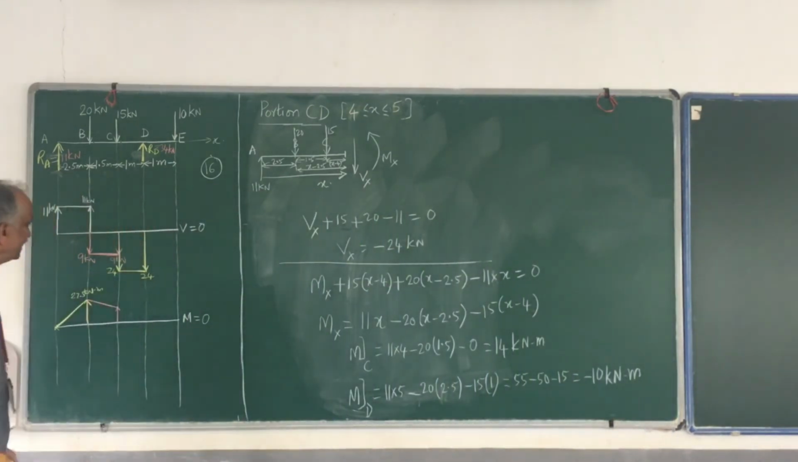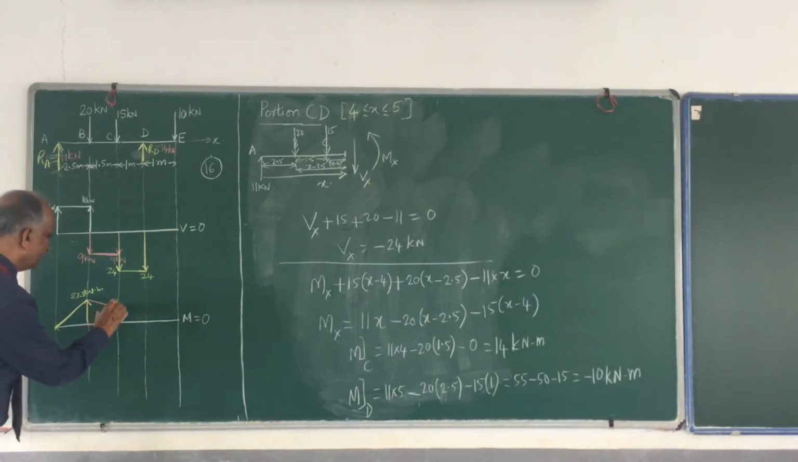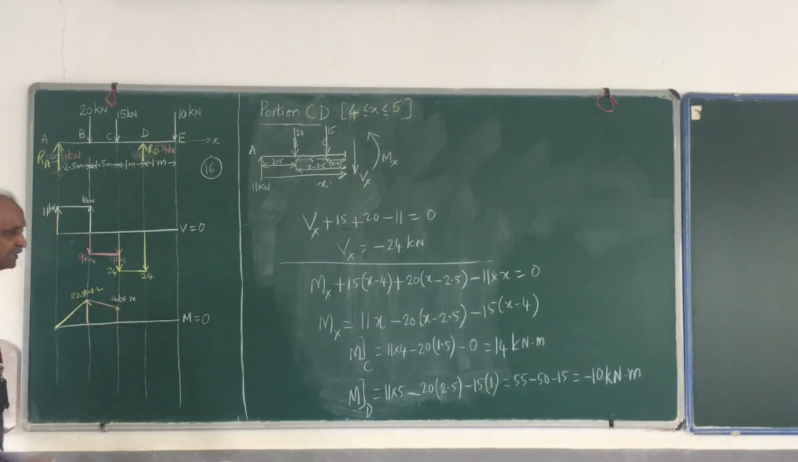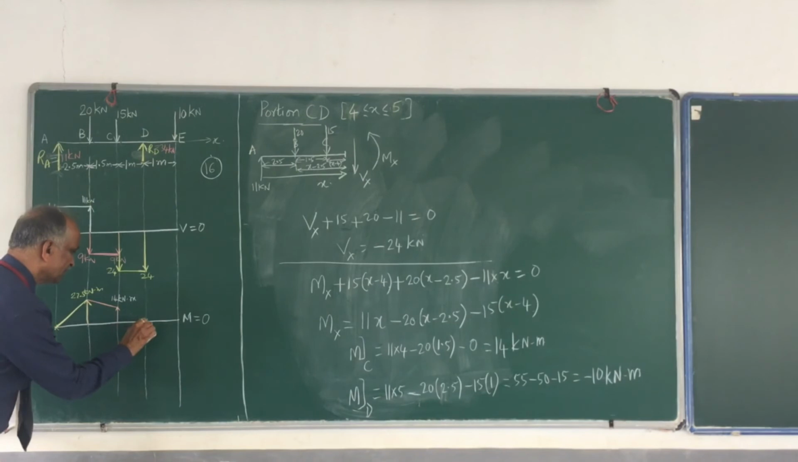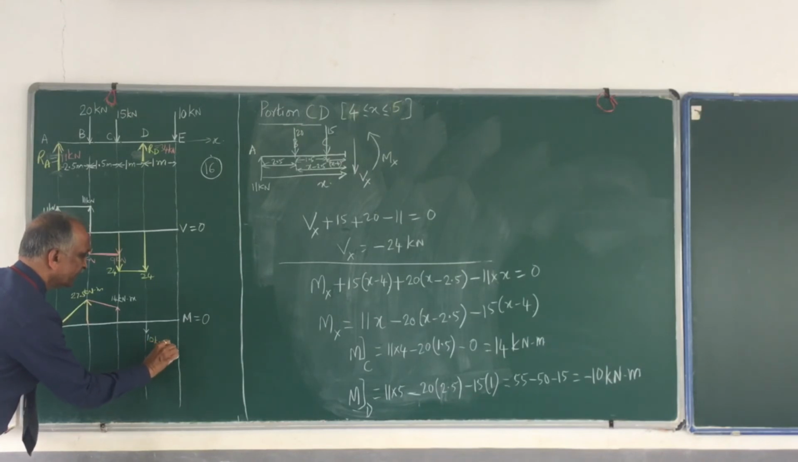Okay, so let me draw this now. What is the bending moment at C? Bending moment at C is 14. I forgot to write this. This is 14 kilonewton meter. And what is the bending moment at D? It is minus 10. So this is 14 and this is 10. This value is 10 kilonewton meter negative. And how is the variation? It is a straight line.